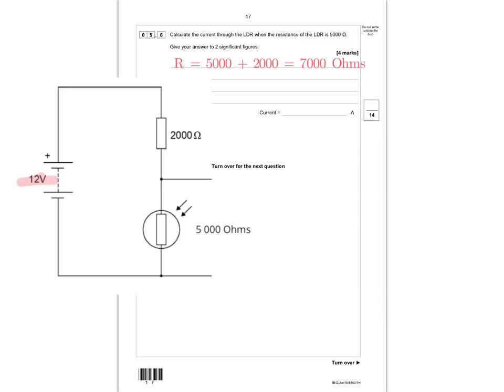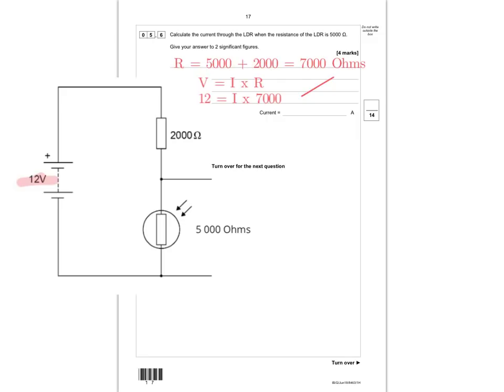We now need to recall the equation linking potential difference, resistance and current, which is V equals I times R, or potential difference is equal to current times resistance. So you can see the equation now, which is V equals I times R, and 12 equals I times 7000 by substituting the values in. So we get 12 volts from the main supply, 7000 is our total resistance. So that would be the first mark for this question.